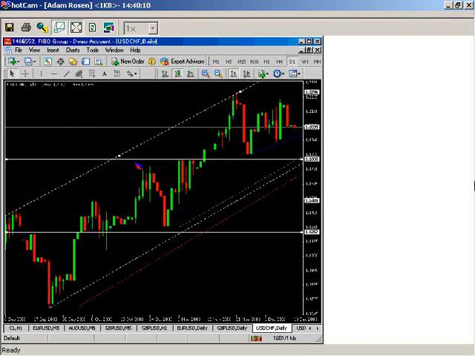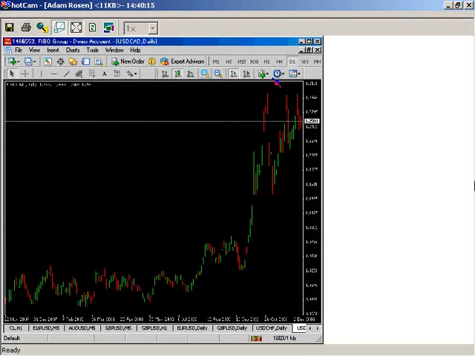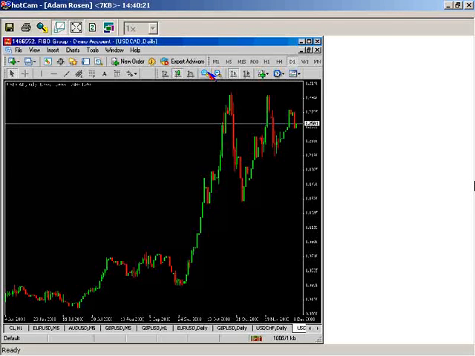Only have a few minutes left, so I want to make sure I get to some other charts that I had prepared. Please let me know if you cannot see this. You should be looking at now the dollar CAD. Now the dollar CAD, wow, has this been volatile lately.